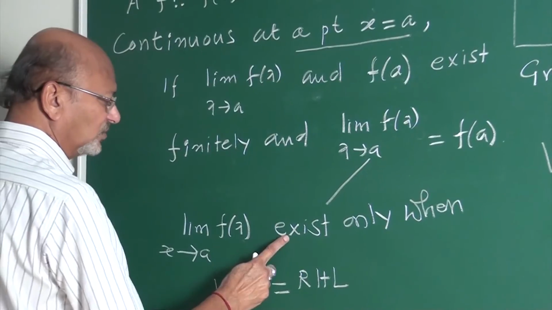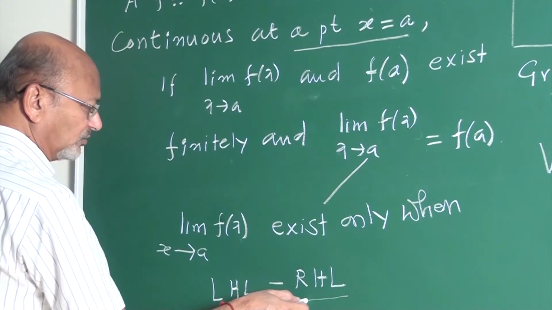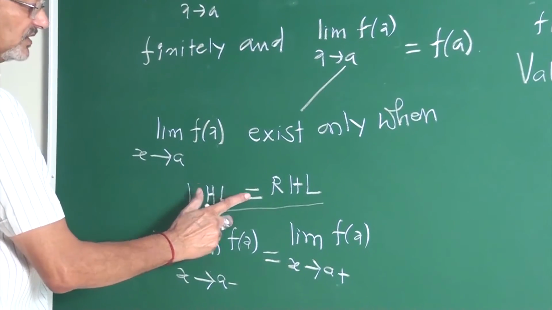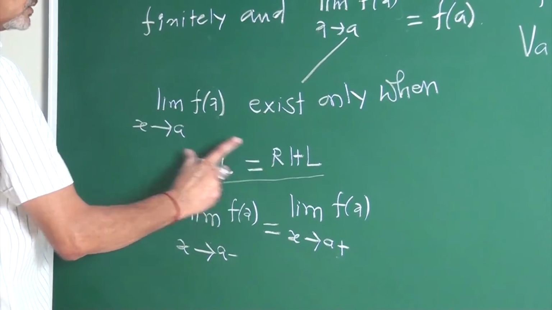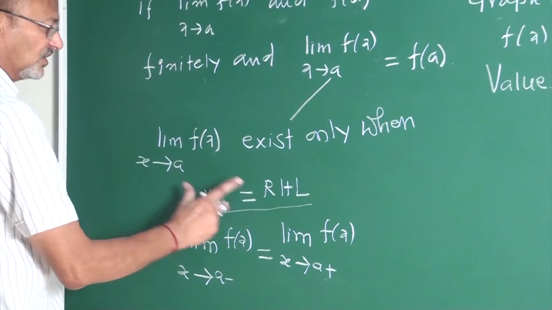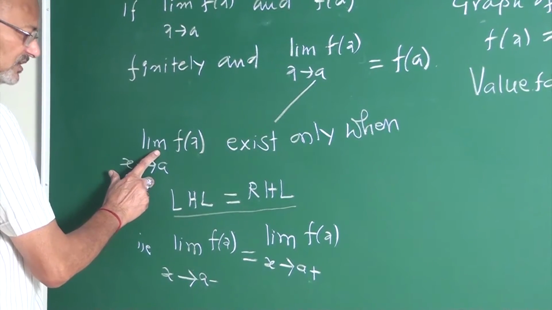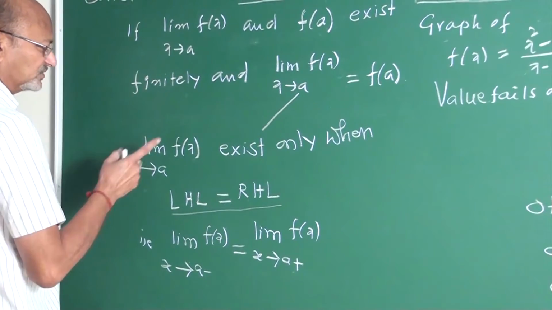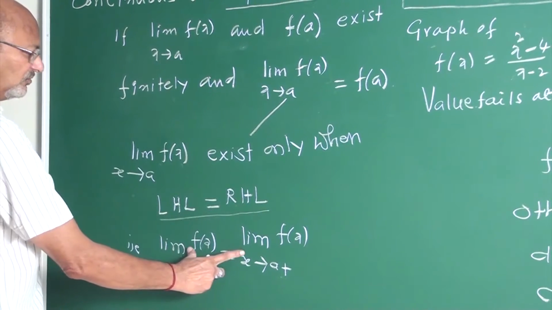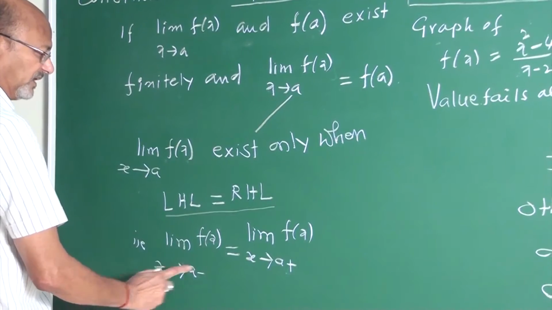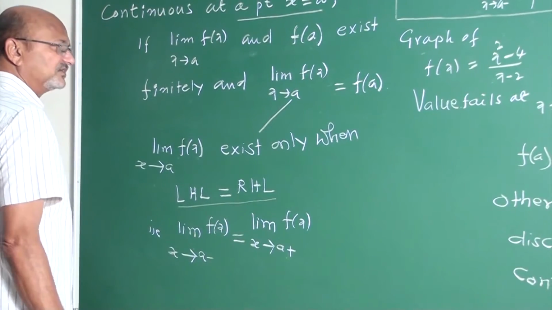tends to A exists only when both are equal, that is, LHL equal to RHL. Otherwise, if LHL is not equal to RHL, the limit does not exist, or if any one among the two doesn't exist, the limit of the function does not exist. For this limit, what is very important? LHL, RHL: A minus, A plus.